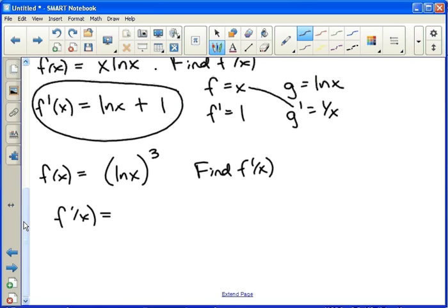You're welcome to leave the problem just like that. You could also simplify a little bit and write something like this, or even something like this. It's really up to you. I'm not picky either way. All those are valid as far as I'm concerned.